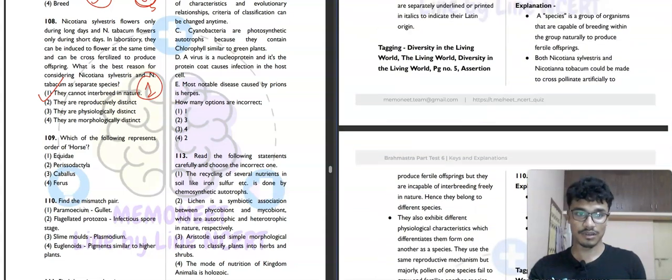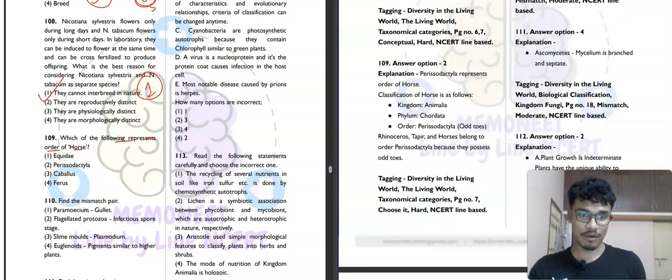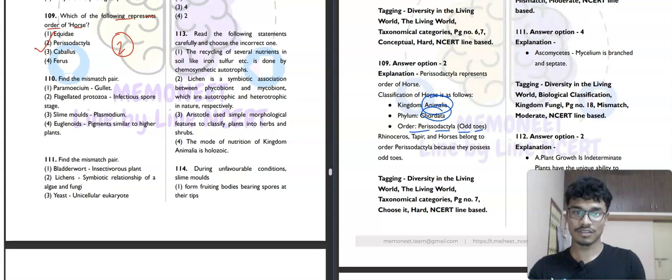Okay. This one is an easy one. Which of the following represents the order of horse? What is the order of horse? The first option is saying Equidae. Then it is saying Perissodactyla, then caballus, then ferus. So we'll dissect everything about the horse. The kingdom is Animalia, then the phylum is Chordata, and the order is Perissodactyla. Okay. So here the order it is asking for is for the horse. So the second option will be our correct answer. Now we'll move to the next question, question number 111. Okay. 111.